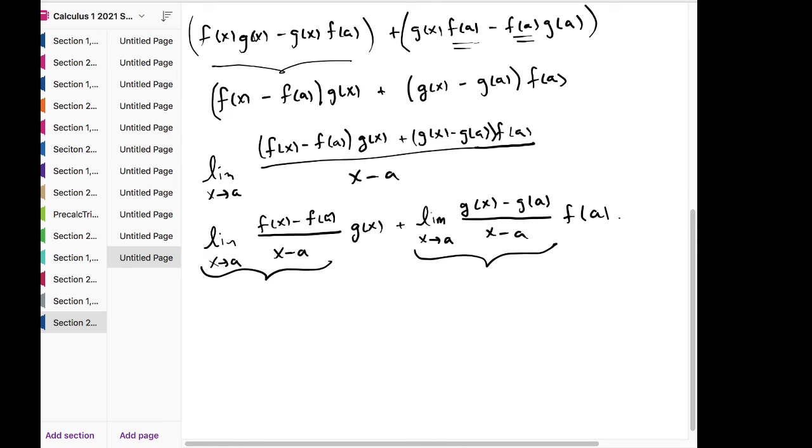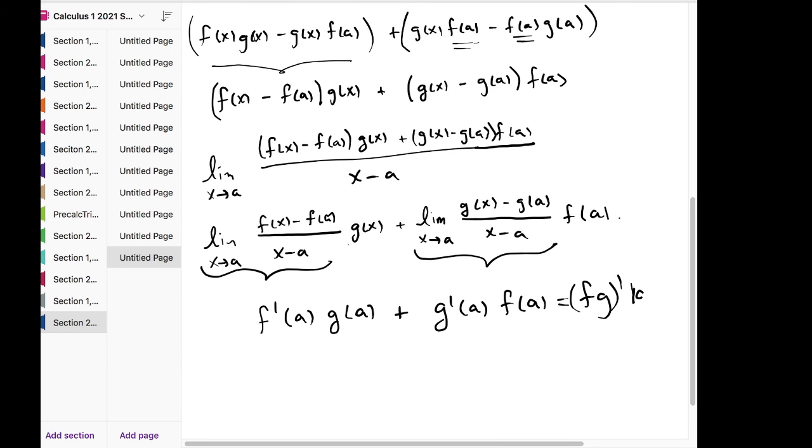Yep. So this is the expression exactly for f prime of a. And then you plug in a here, you get g of a. Plus, plug in, this is exactly the expression for g prime. And then you have f of a. So this is equal to (fg) prime of a. So this is called the product rule of derivatives.